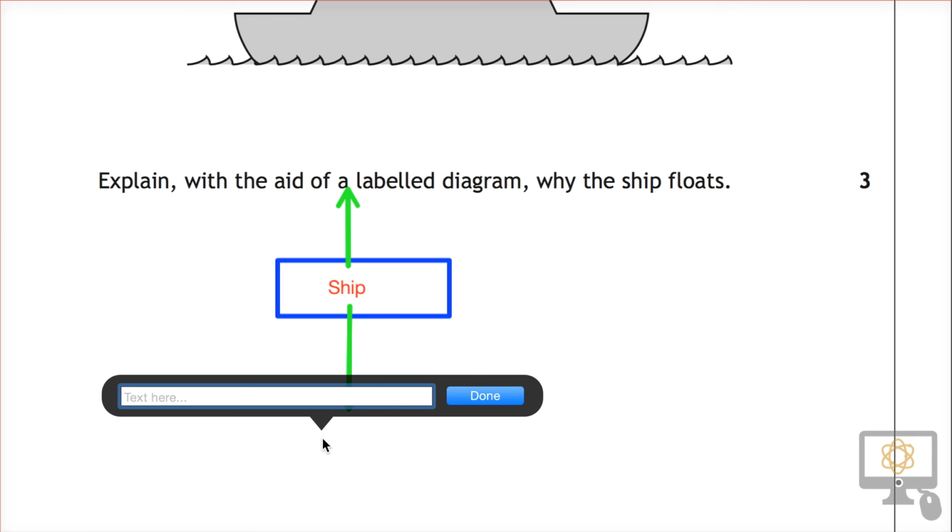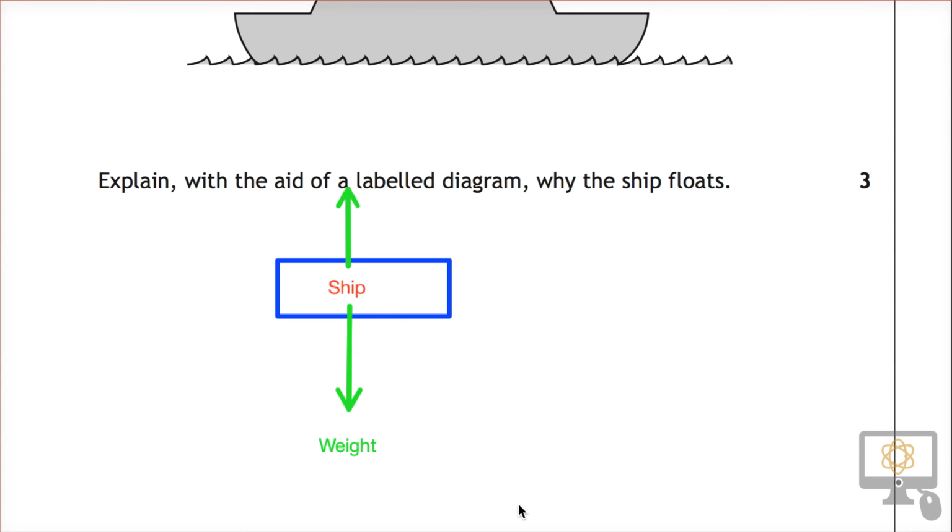Probably the best name for the downward force is the weight, and that's what I would use to call it. You could call it the weight of the ship, or anything like that. But one thing you must not do is call it the weight of the ship acting on the water. The key thing here is that the forces act on the ship; they do not act on the water. So if you were to say something like the force acting down on the water, then you wouldn't get the mark for the downward force.